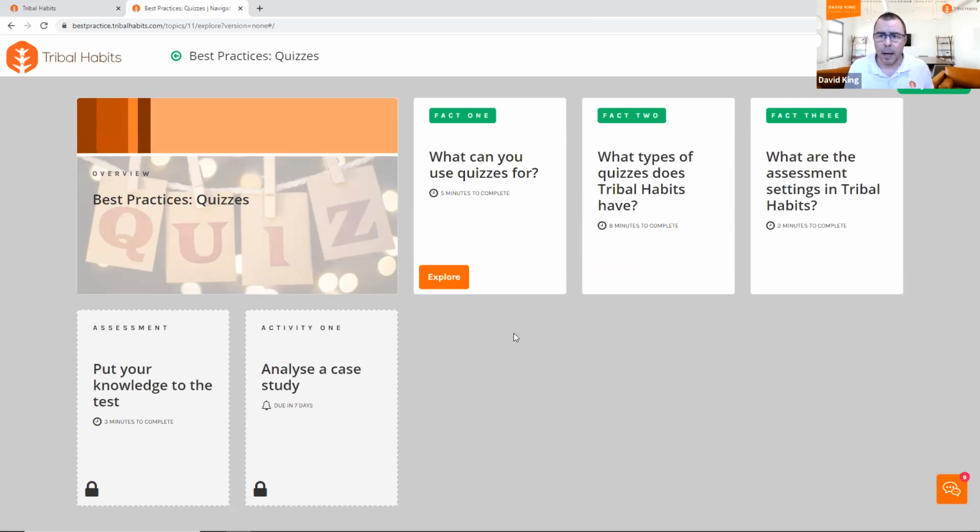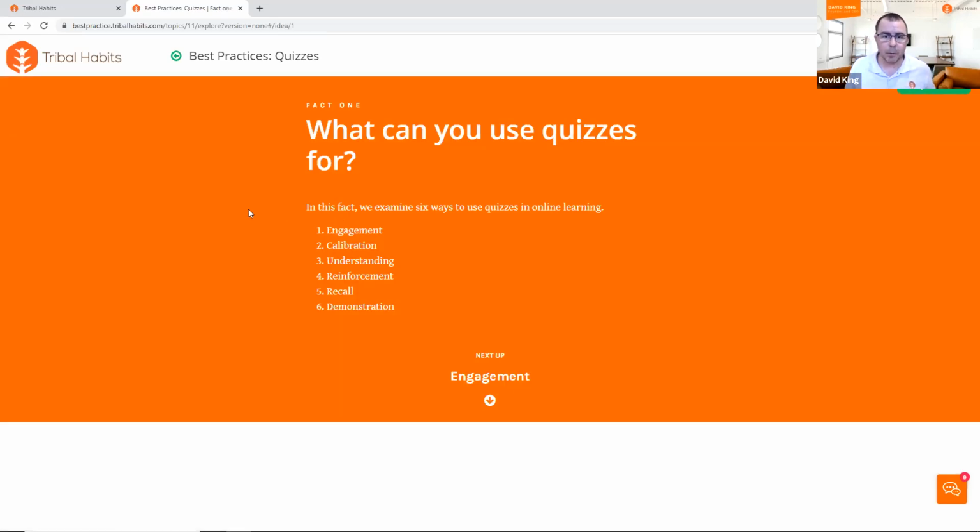Let's get underway by talking about what we actually use quizzes for. What I'm trying to do here is find something for you that's more inspirational than just using quizzes as some sort of knowledge check at the end of a module. We're going to look at 6 different ways to use quizzes in online learning, which I'm summarizing as engagement, calibration, understanding, reinforcement, recall, and demonstration.